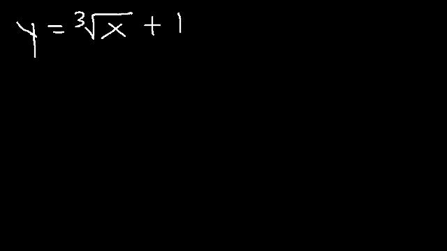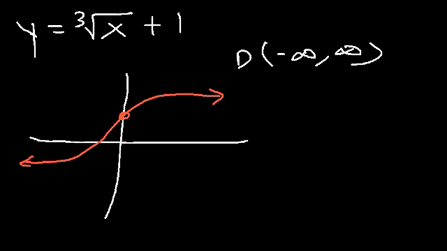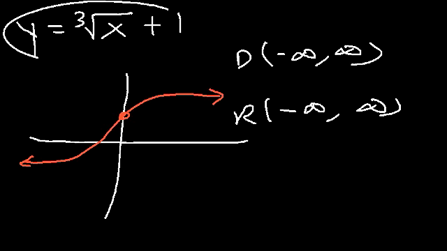What about this one? The general shape of the cube root of x looks like this. So the origin, which was 0, 0, is now going to move up 1 unit. So the graph now looks like this. The domain for any cube root function is going to be all real numbers, negative infinity to infinity. And the range is the same. So you really don't have to worry about this function very much. X and y could be anything.